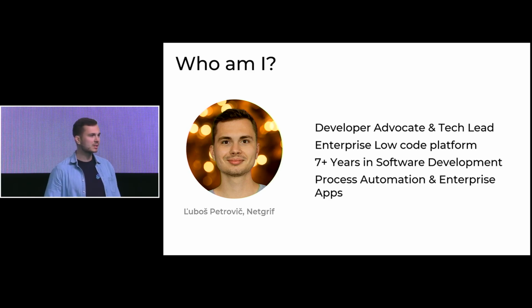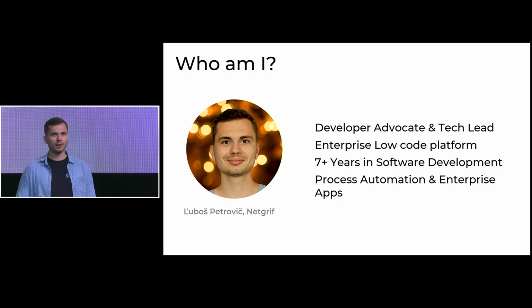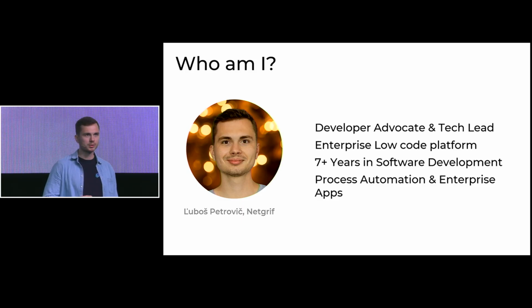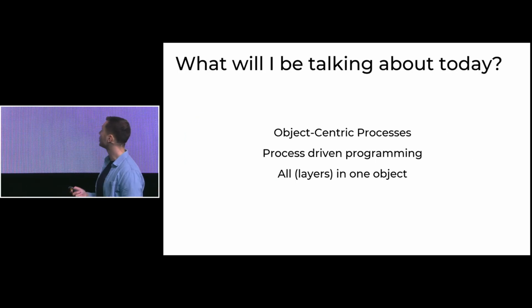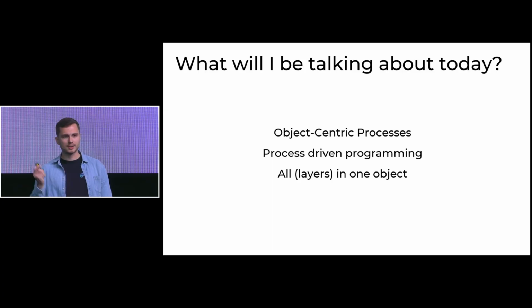I have been for more than 7 years in the field of software development. For the last couple of years, I'm a sales engineer, tech lead. And me and the company NetGriff are focusing on event-based systems, process automation, and enterprise-level applications. What I will be talking about today are these three terms: object-centric processes, process-driven programming, and all layers in one object. Why these three terms?